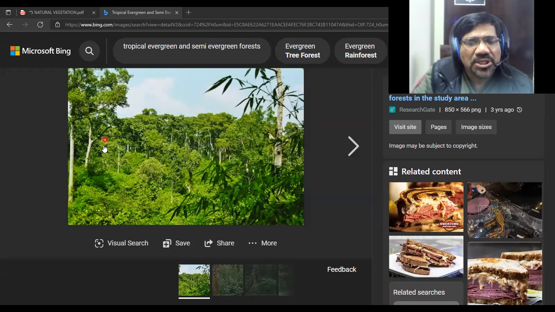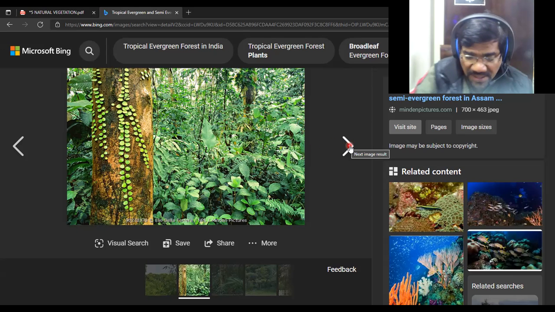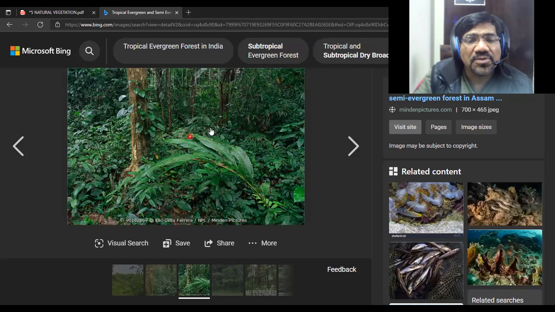Here you can see the tropical evergreen trees and how beautifully high they are, and you can see so many trees, the height of the trees. Then further here you can see the climbers existing, and the layers of trees. It is totally inaccessible because there's a lot of rainfall happening here. So you can see a lot of trees and a lot of vegetation, all of them existing here.